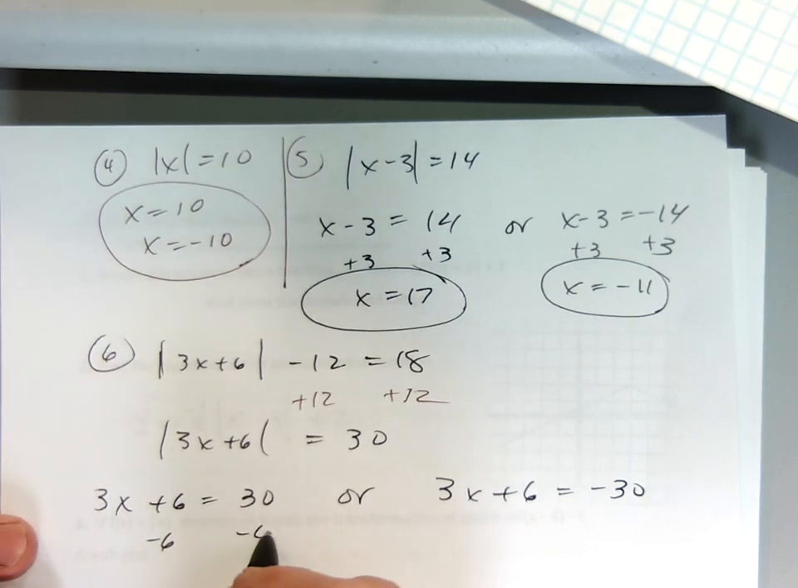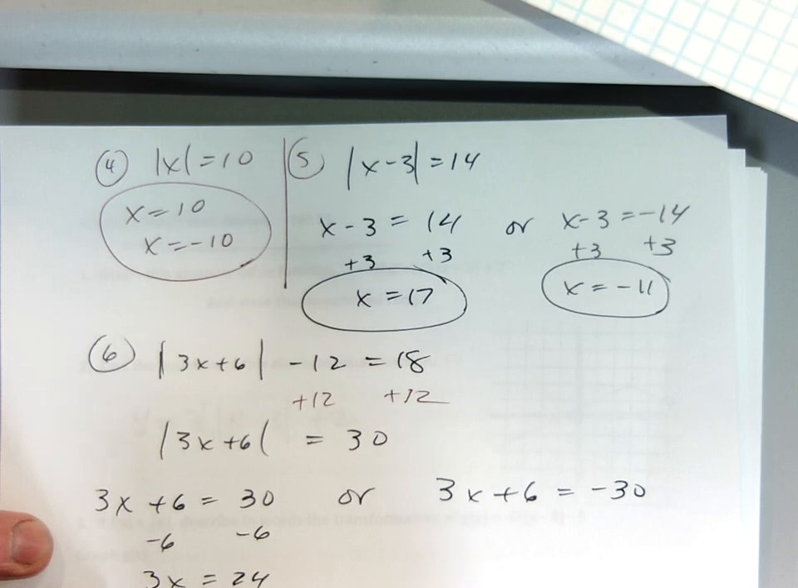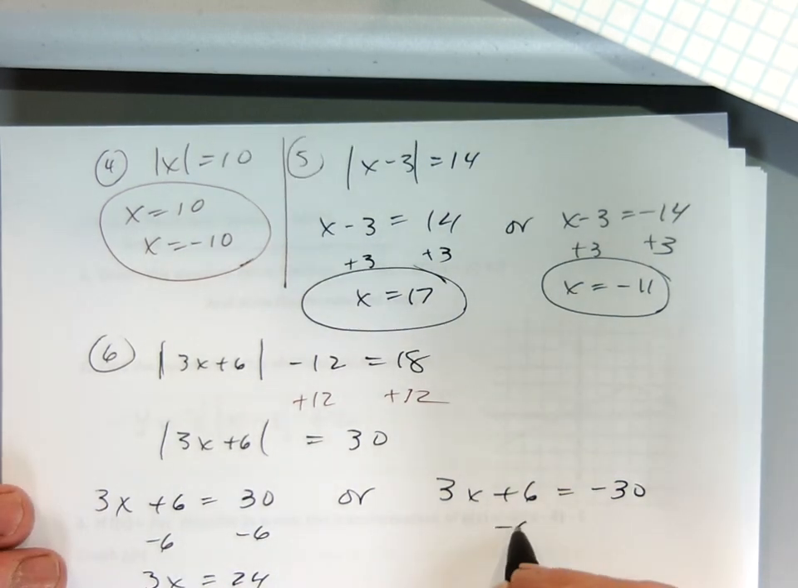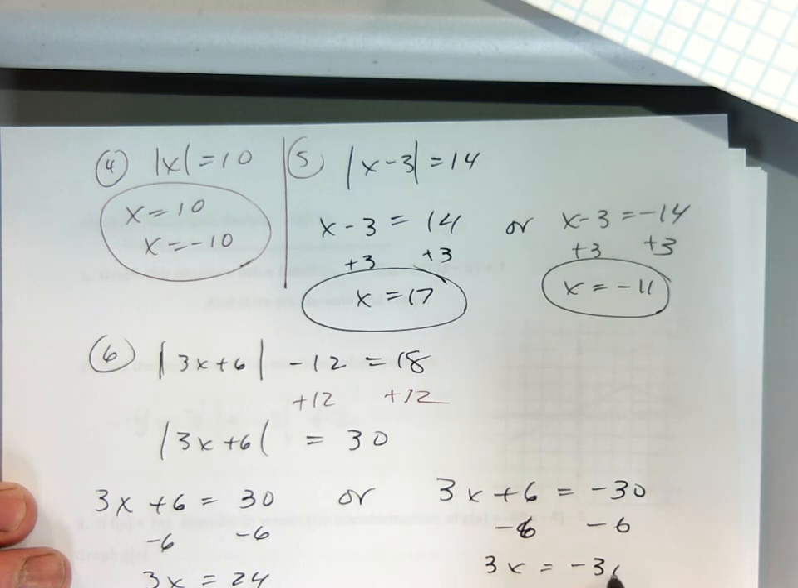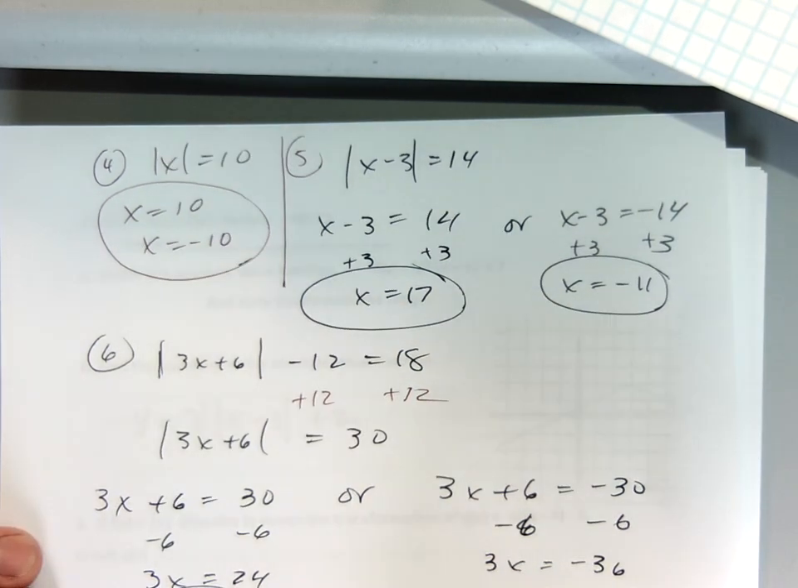Minus 6, 3x equals 24. Divide by 3, x is 8, okay? Got it. Boom. Minus 6, 3x equals negative 36. Divide by 3, x is negative 12, okay? There's my two answers, okay? You can do this. I know you can.